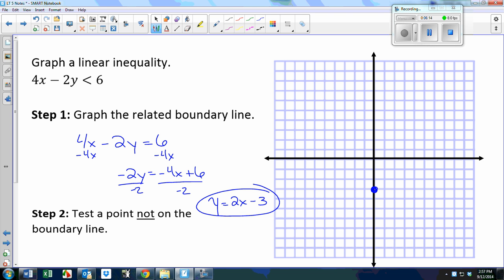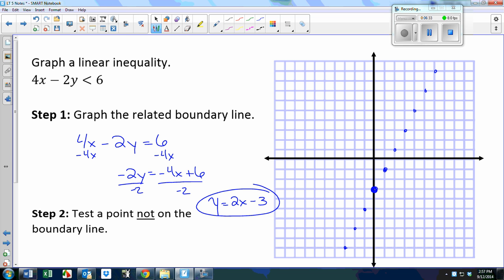Then graph the slope 2: up 2, right 1, up 2, right 1, and so forth. Down 2, left 1, down 2, left 1, down 2, left 1. All right. So our boundary line, at least the points, are graphed or plotted.